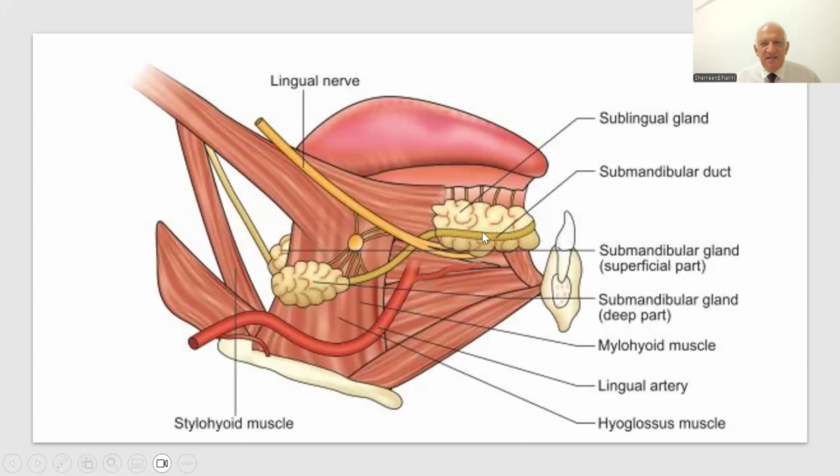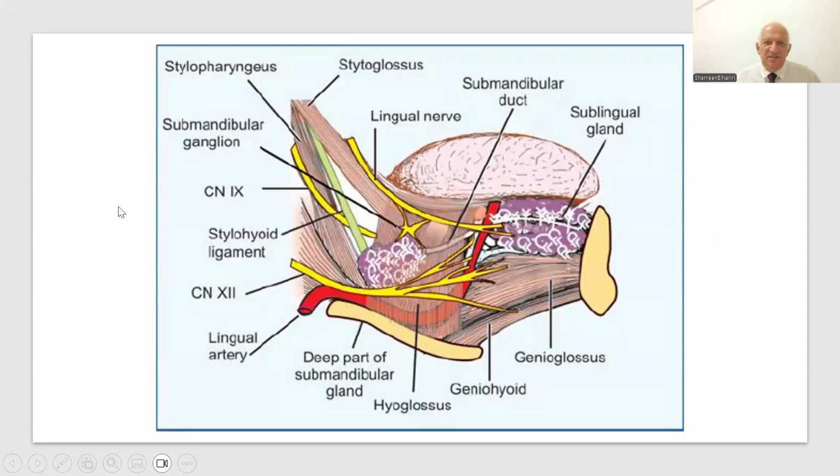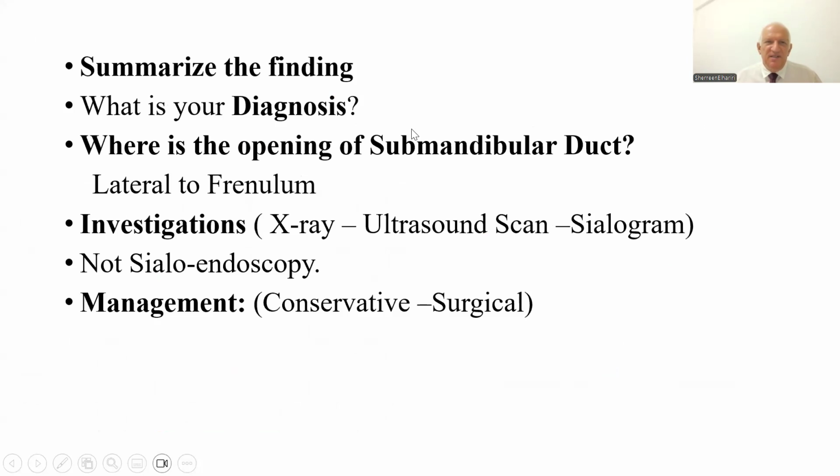Okay, again, this is the duct, this is the relation to the lingual nerve. And if you have a stone in the duct, the next question usually they ask you is, what's your diagnosis? So most probably this patient has nothing, maybe has sialadenitis and improved now. Where is the opening of the duct? It is lateral to the frenulum of the tongue.